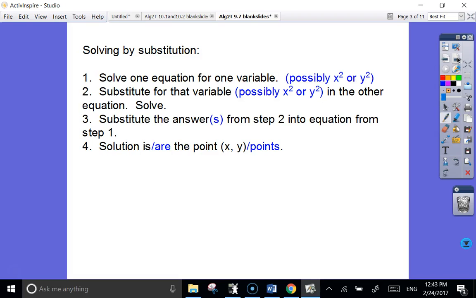Maybe some in the homework do. So it's possible you would solve for x squared or y squared, and then substitute for that in the other equation. You might have more than one answer, so there's a possibility that's going to be plural. Your solution is going to be a set of points now, not just one, and not infinitely many, which you can't really write as a set of points. Again, those are the modified directions.